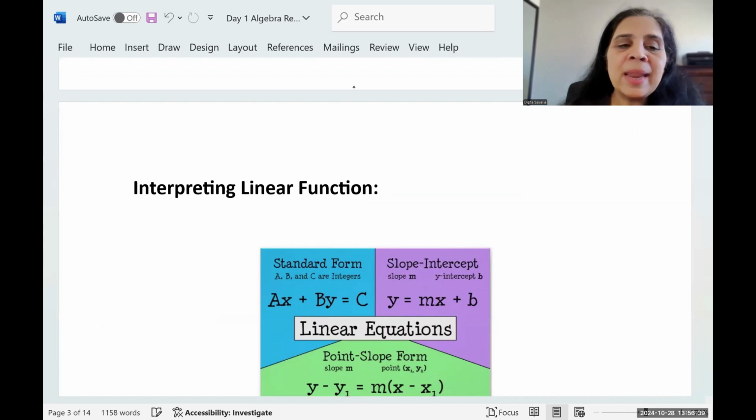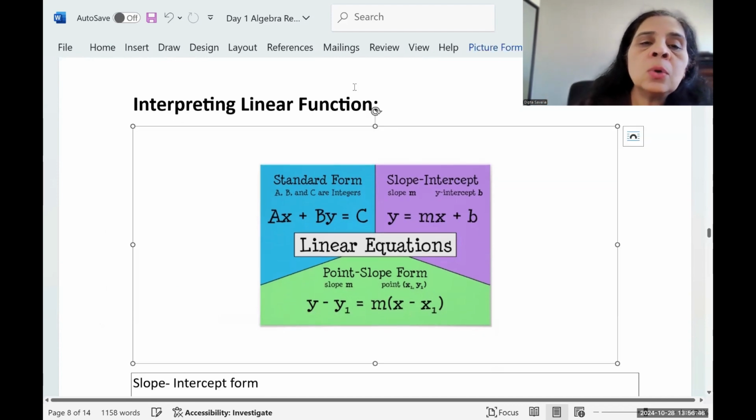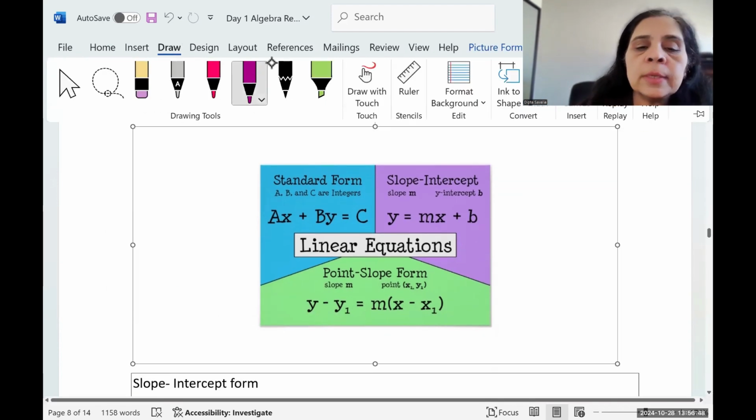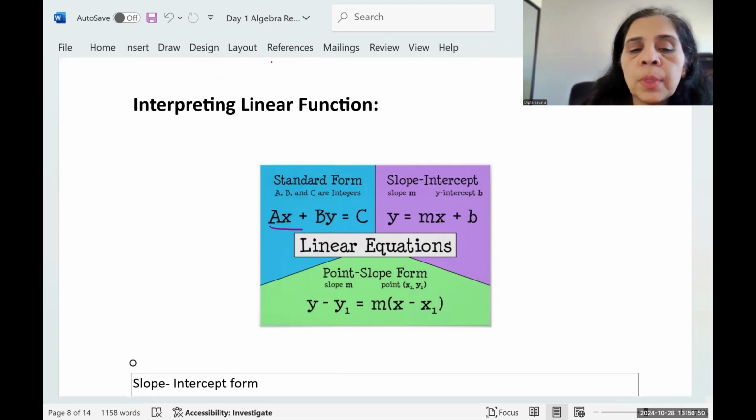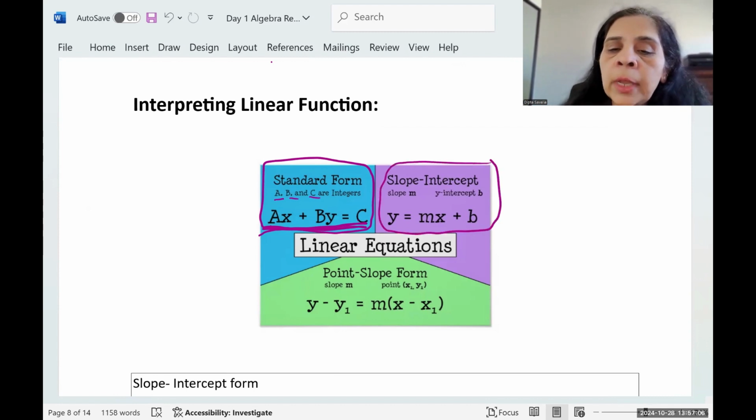All right. Now we will talk about linear functions, interpreting linear functions. We know we can write a linear equation in 3 different forms, right? First, we can write it in standard form, Ax plus By equals C. That is standard form where A, B, and C are any integers. It could be any number. This is very, very important, okay?